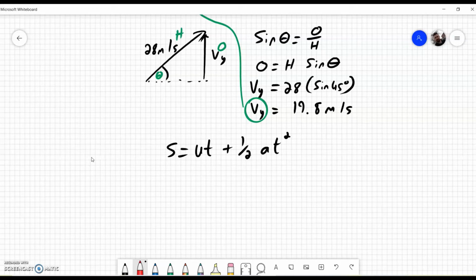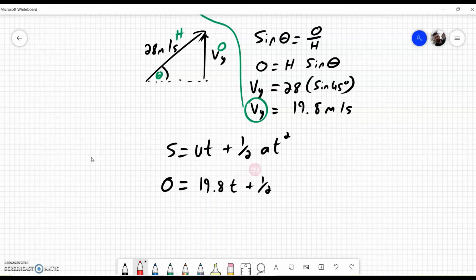It starts off 1.6 meters above the ground and it finishes 1.6 meters above the ground. So 0 is s, u is my 19.8 meters per second, t is the time that we're looking for, plus 1/2.